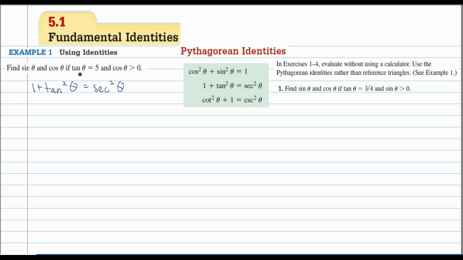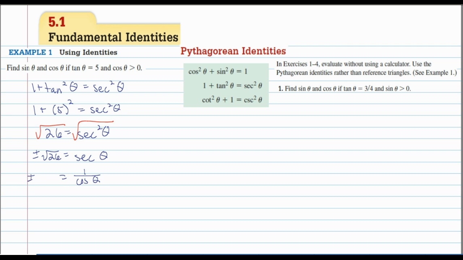Now, the problem says the tangent of theta equals 5. So 1 plus, instead of tangent of theta squared, will be 5 squared, equals secant squared theta. So now that will be 26. And if I take the square root of both sides, technically I get plus or minus the square root of 26 equals secant of theta. So if secant is 1 over cosine of theta, cosine is going to be 1 over plus or minus square root 26.